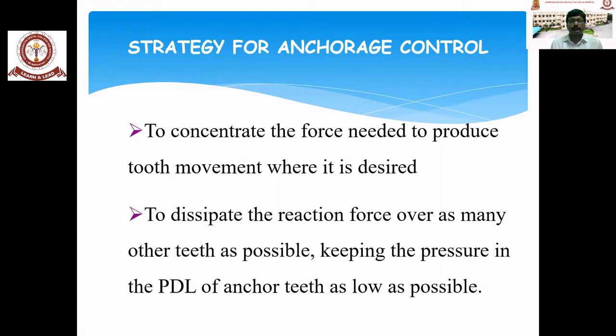And then you will have to dissipate the reactionary force to as many teeth as possible. Every action has an equal and opposite reaction. So on the opposite reaction side, you have a lot of teeth. You should include the premolars, molars as well as second molars, so that the pressure gets distributed to all the teeth, thereby the anchorage loss is avoided. Anchorage loss is nothing but when the anchor tooth moves in an undesired fashion.